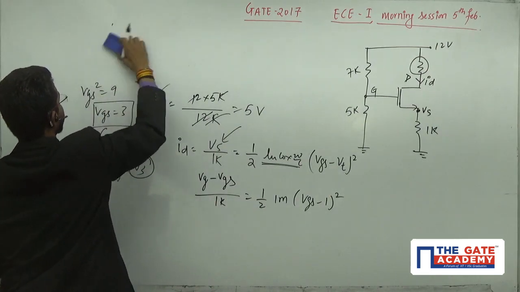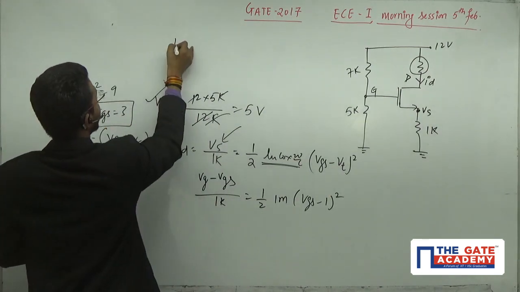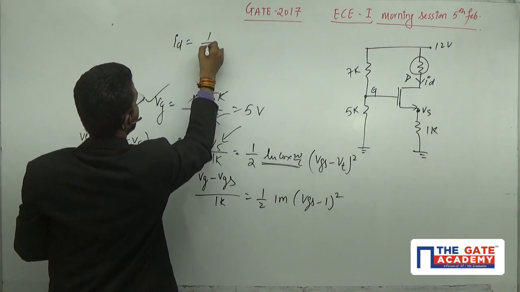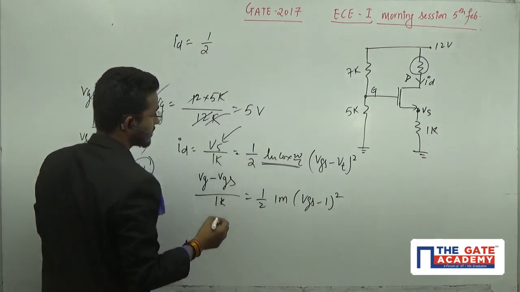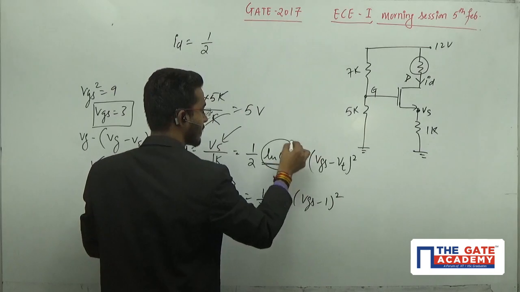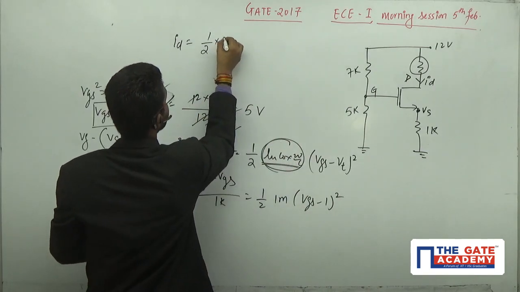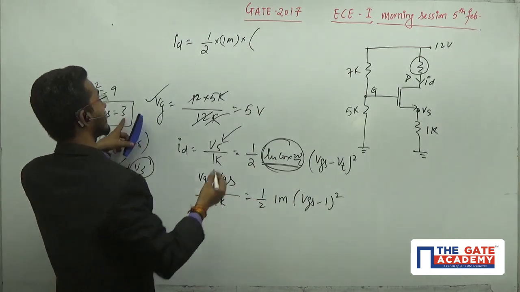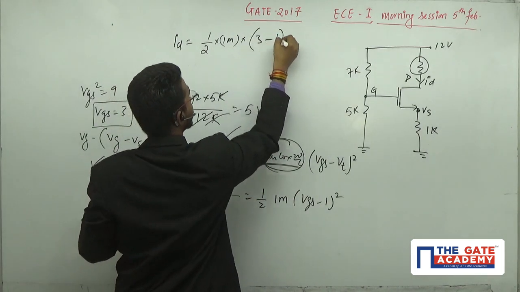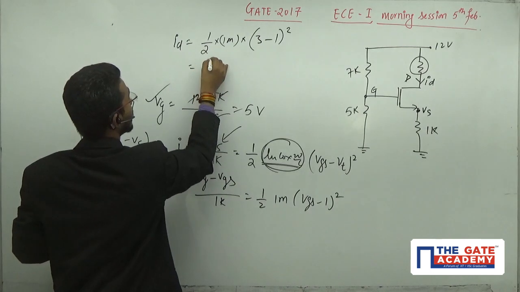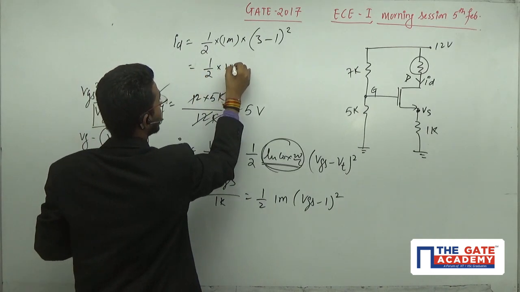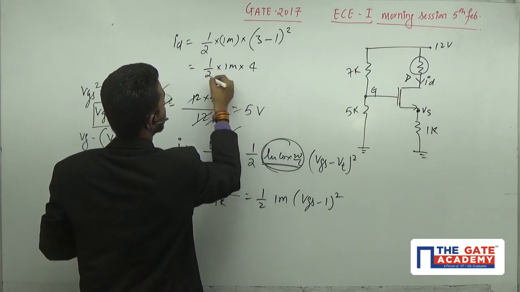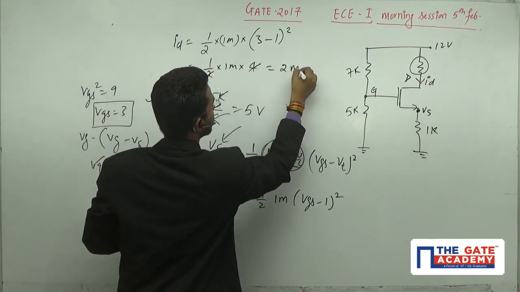For the further solution, now I_D is given by 1 upon 2 mu_n C_ox W by L. This parameter you know, the value is 1 milli, into V_GS which you have calculated as 3, minus 1, to the whole square. That means 1 by 2 into 1 milli into 4. That means the value will be 2 milliampere.